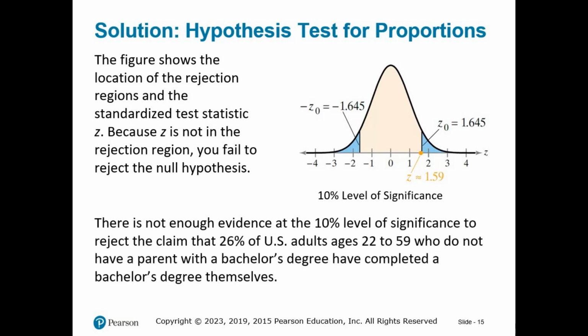There is not enough evidence at the 10% level of significance to reject the claim that 26% of U.S. adults ages 22 to 59 who do not have a parent with a bachelor's degree have completed a bachelor's degree themselves. Okay, that's it for this section and this chapter.